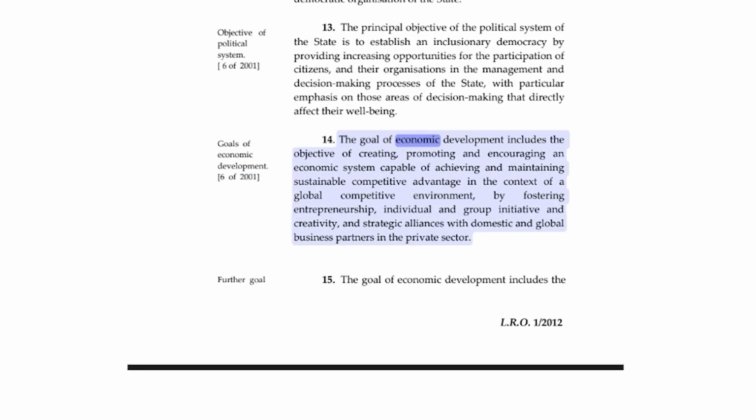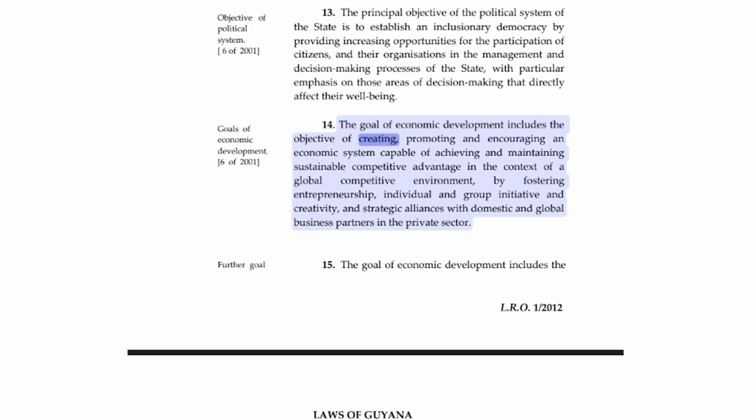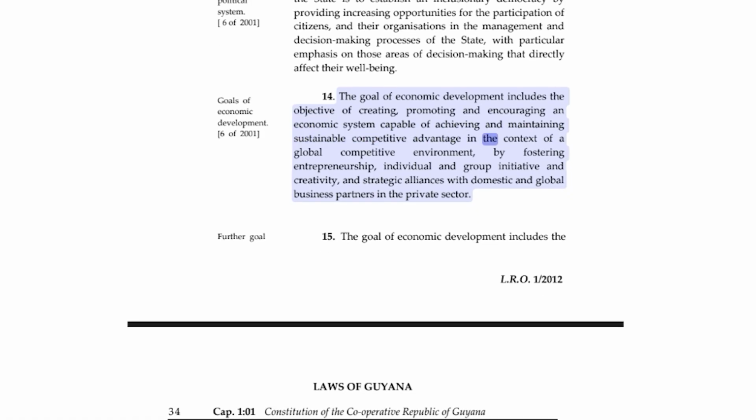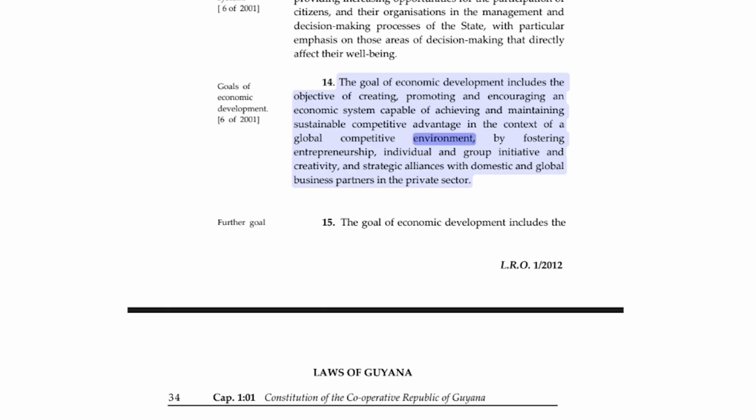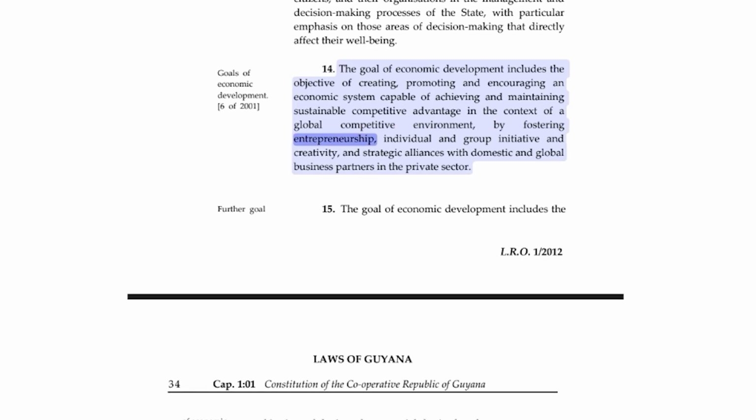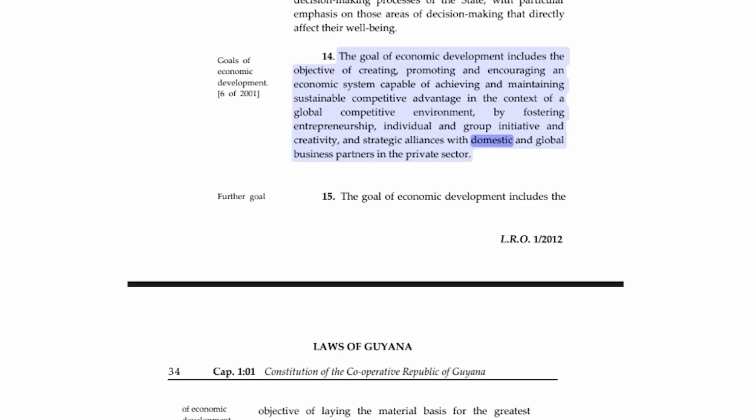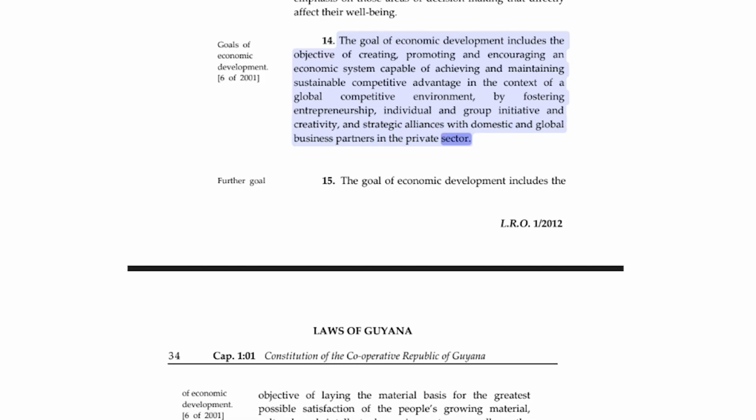Goals of economic development. 14. The goal of economic development includes the objective of creating, promoting, and encouraging an economic system capable of achieving and maintaining sustainable competitive advantage in the context of a global competitive environment, by fostering entrepreneurship, individual and group initiative and creativity, and strategic alliances with domestic and global business partners in the private sector.